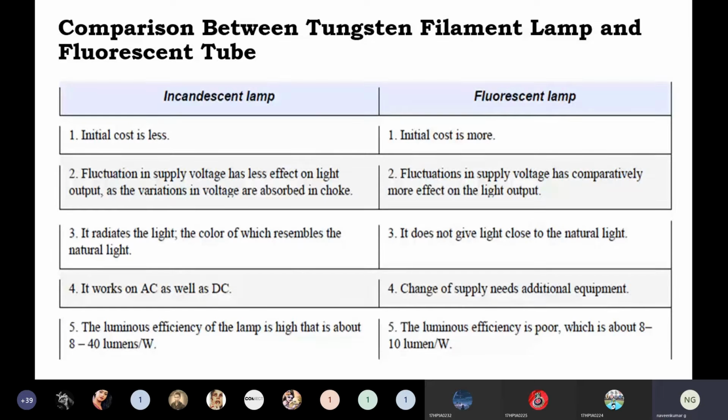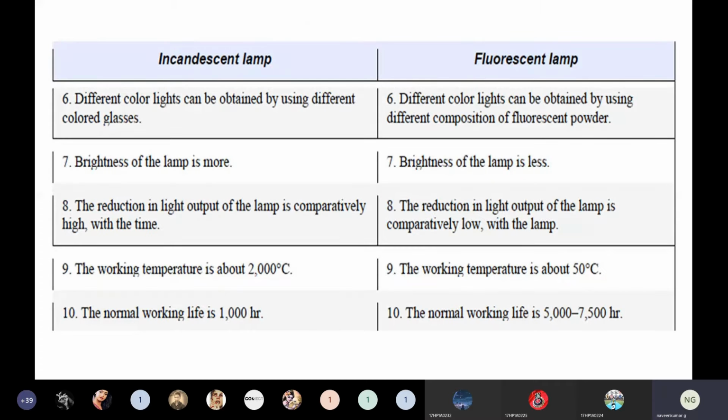Incandescent lamp, lumen output 8 to 40 lumens per watt. It is 8 to 10 to 18 lumens per watt. Here it is only given 8 to 10, but usually it can go up to 18 lumens per watt also. And incandescent lamp, colors of light can be obtained using colored glasses. Fluorescent lamp, by using fluorescent powder, violet, blue, green, etc.